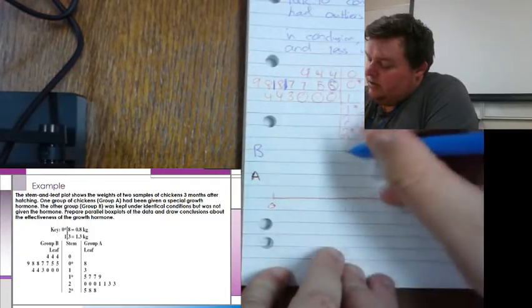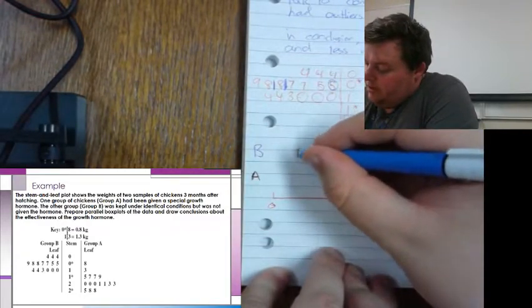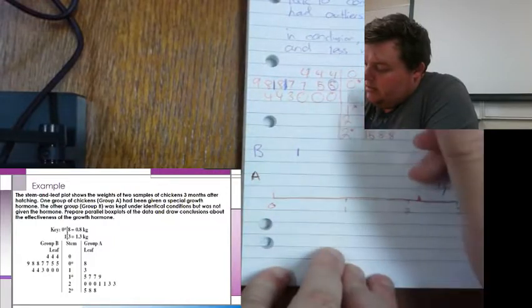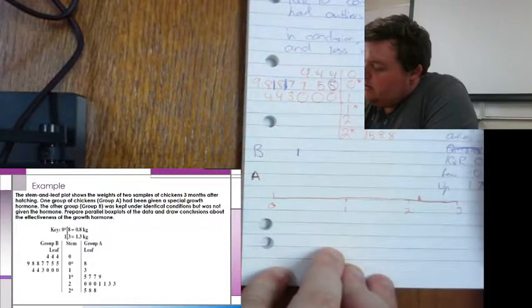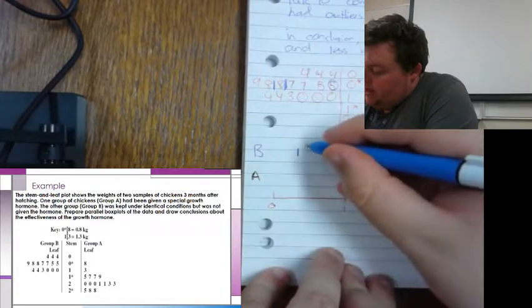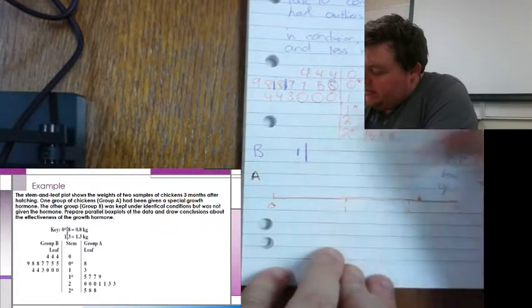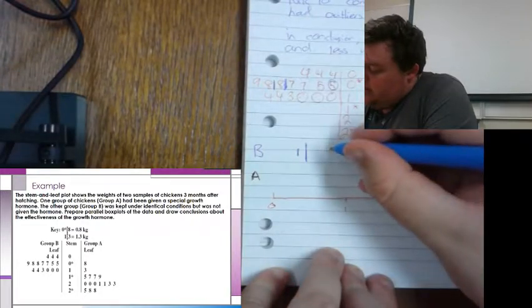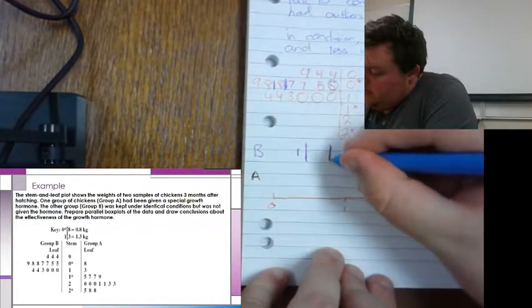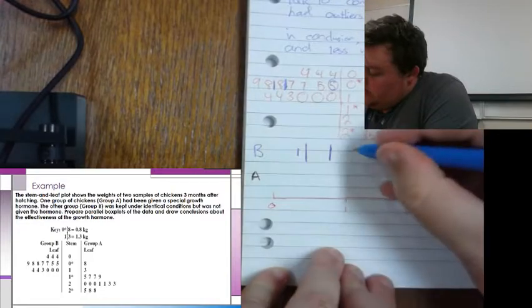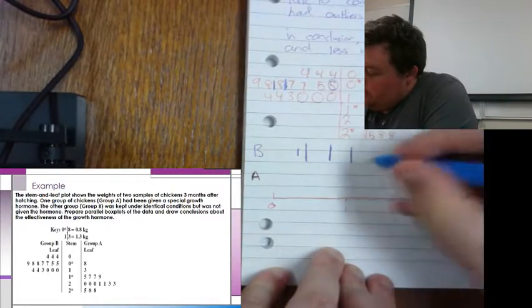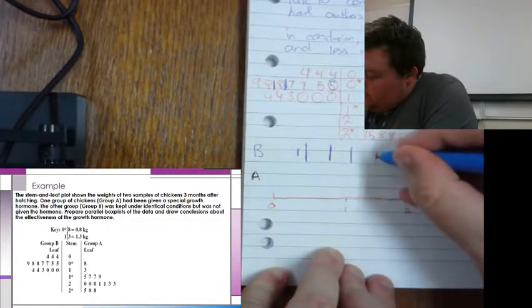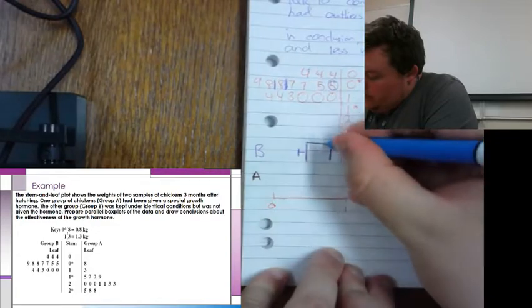We've got 0.4 is about halfway, so probably here. Then I've got my Q1 is 0.5, which is probably there. 0.8 is my median, and 1 is my upper quartile with my max at 1.4. So I'm just going to join all that up.